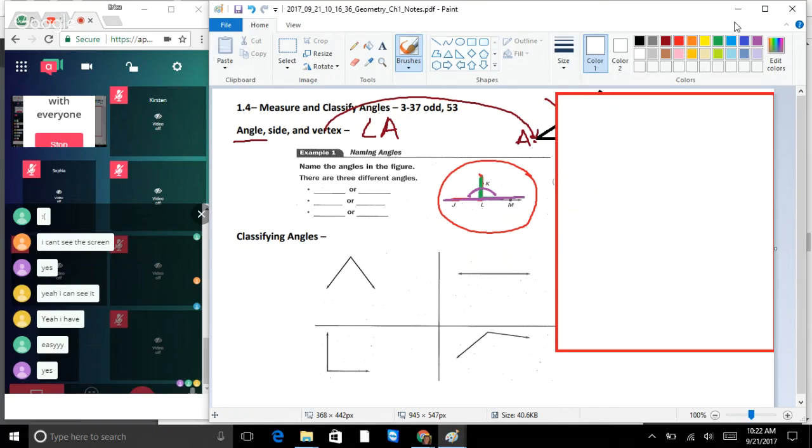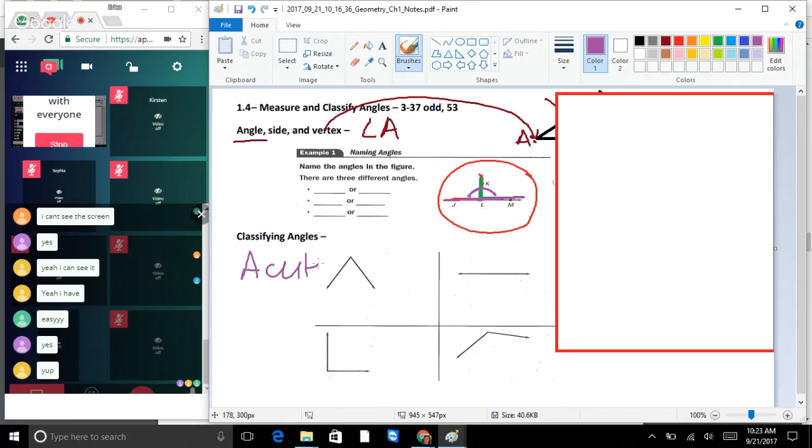What does classifying angles mean? So do you remember acute, obtuse, right, and straight? Do you remember those words? So an acute triangle, right? That's an acute triangle is one as an acute angle. Sorry, I'm thinking about triangles. An acute angle is any angle that is less than 90 degrees.